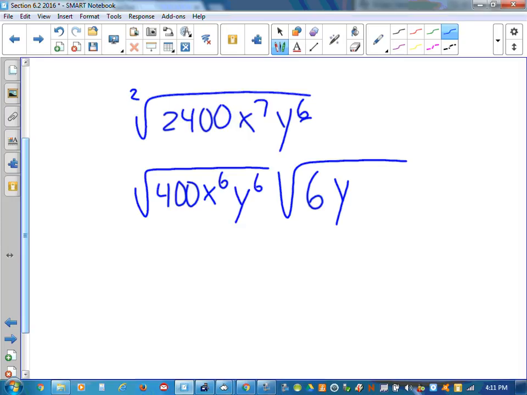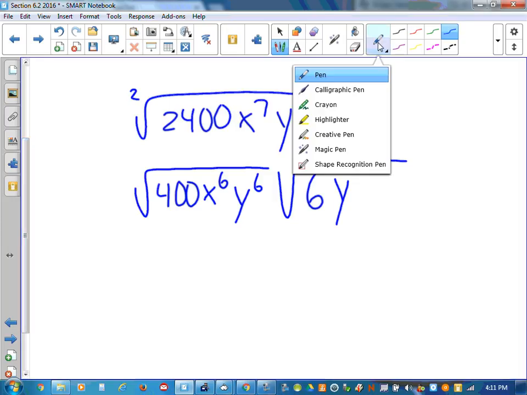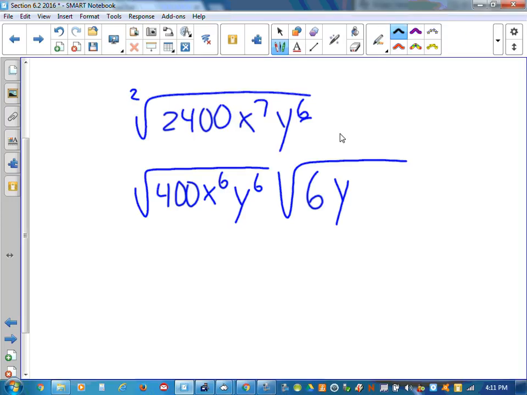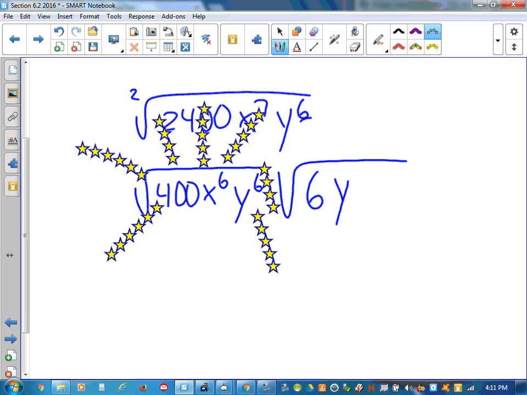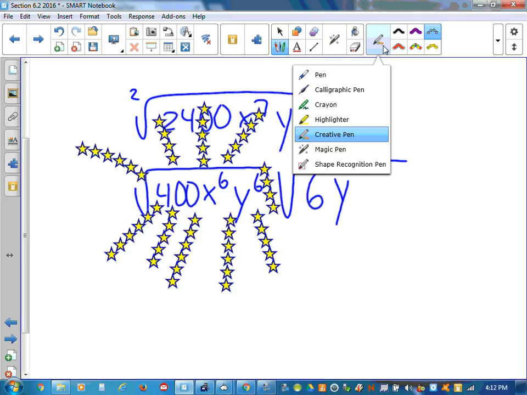So the good stuff is in the front, right? And the 6y is the junk. It's left over. And again, we found the golden nuggets that live inside of there. Let's get the creative pen going here. Let's make stars fly out of this. That's the good stuff right there. Those are all good, awesome numbers. I can take the square root of each one of those numbers and variables. And then the 6y is like, yeah, I can't do anything with that.